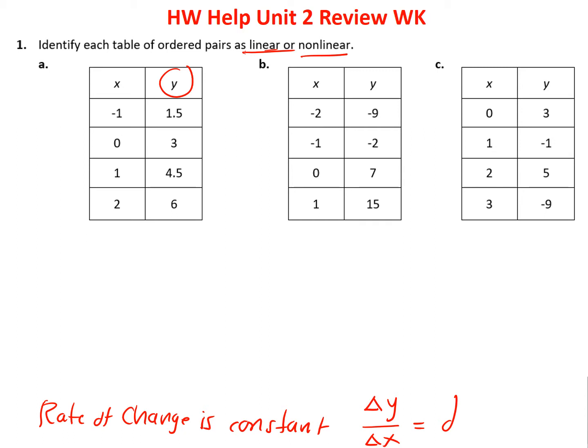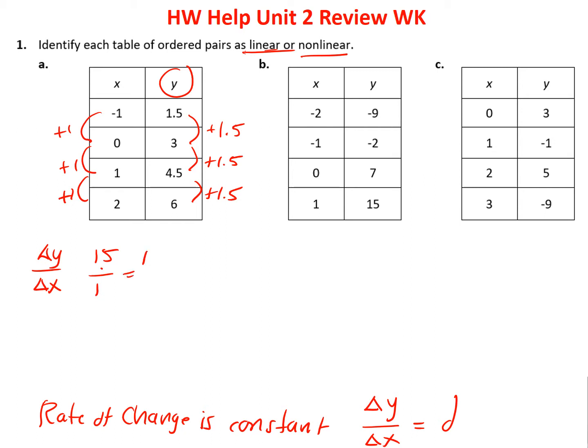For example, notice that this goes up by 1, plus 1, plus 1. And then over here, from 1.5 to 3, it goes up 1.5. 3 to 4.5 goes up 1.5. And up here 1.5. So notice that the change in y divided by the change in x is 1.5 over 1, and then 1.5 over 1 again, and 1.5 over 1. They're all the same, so we will say this is a linear function.